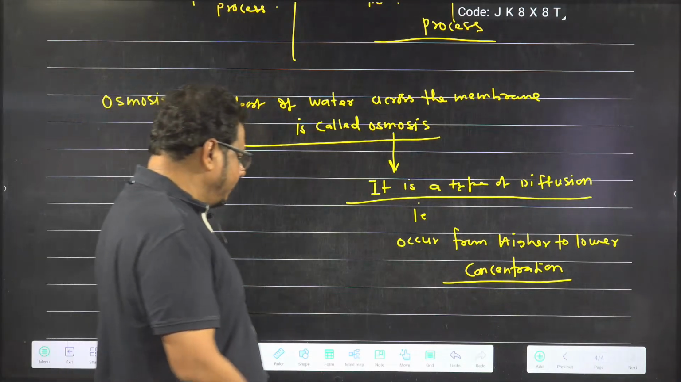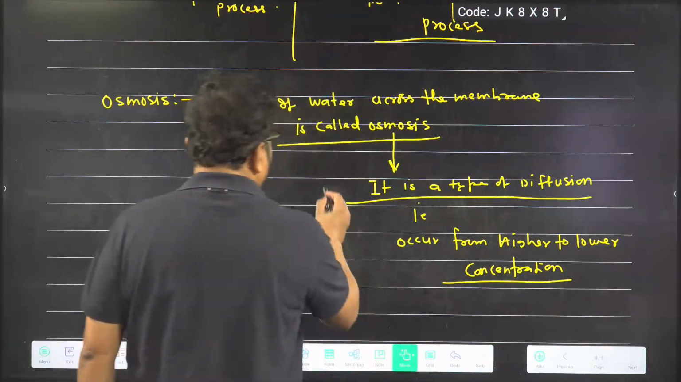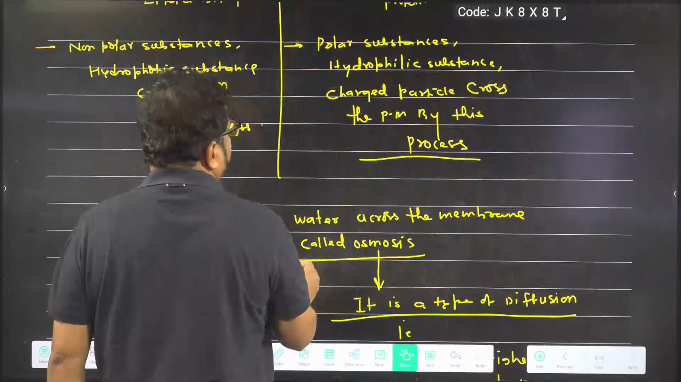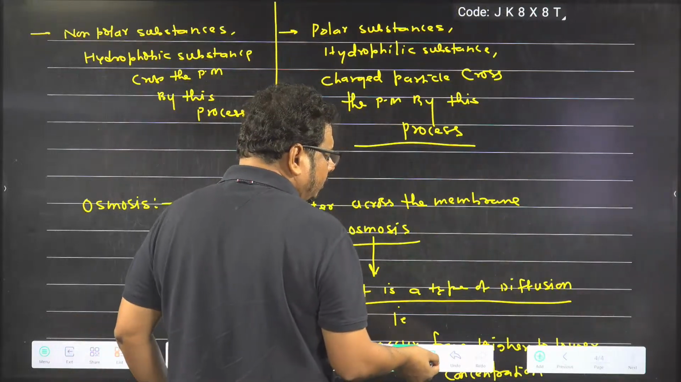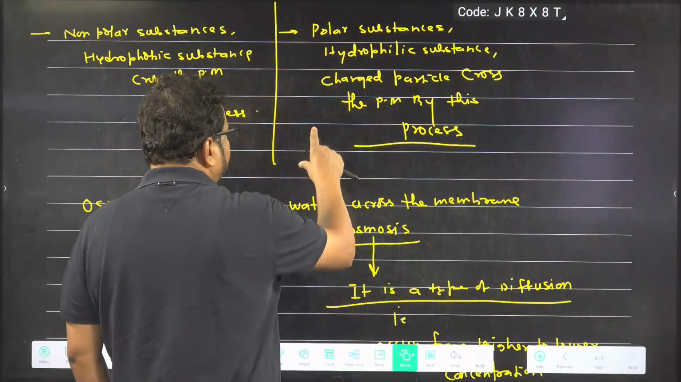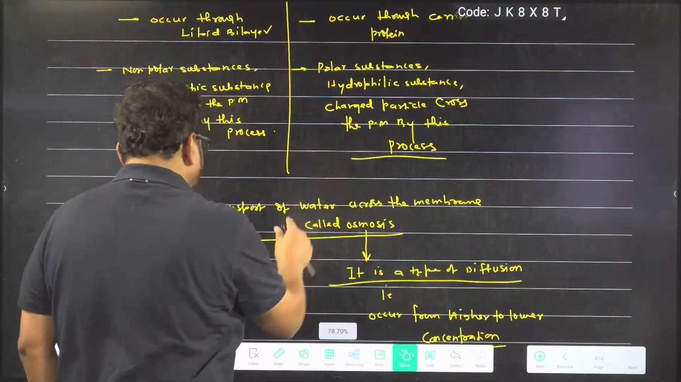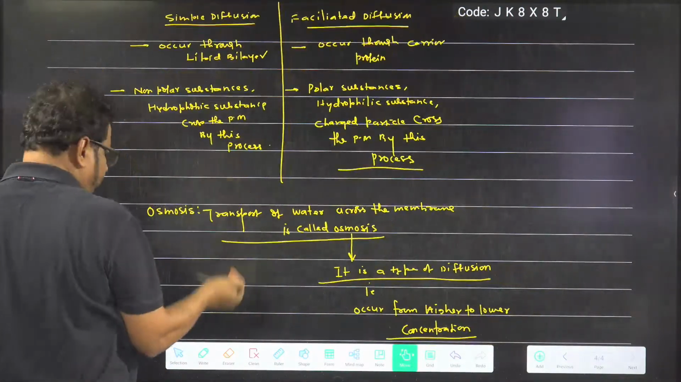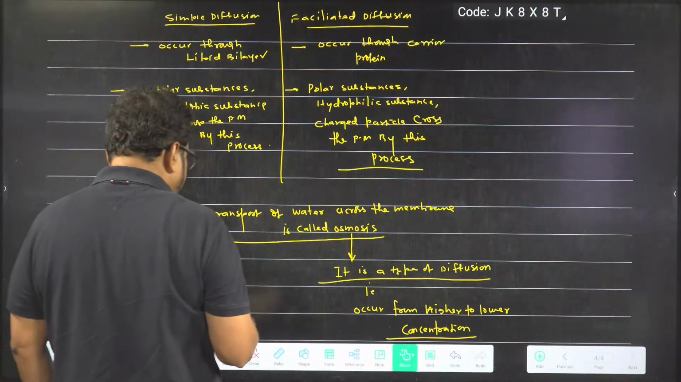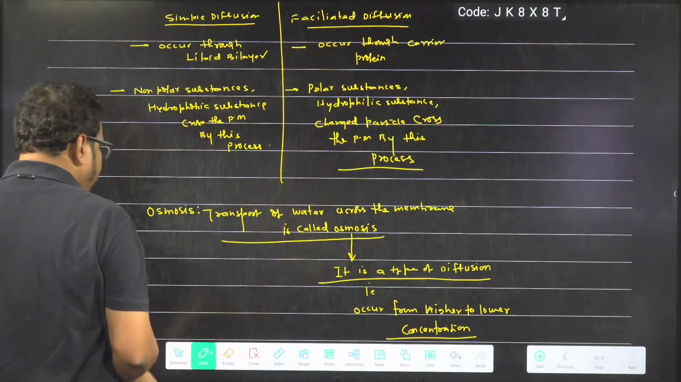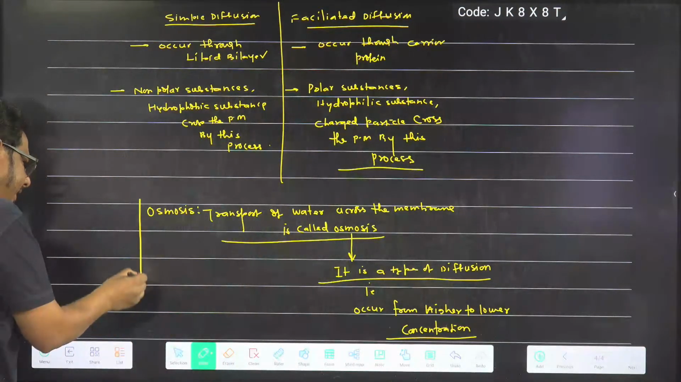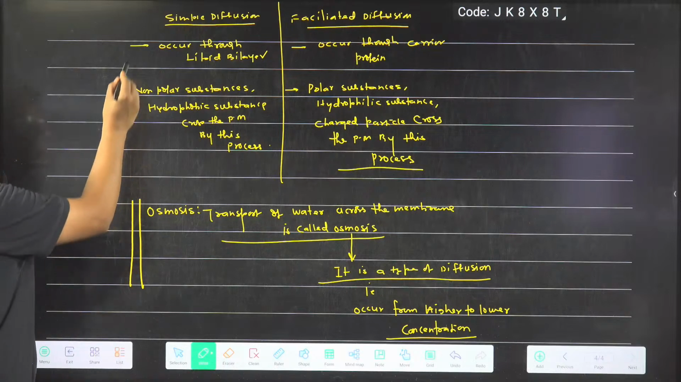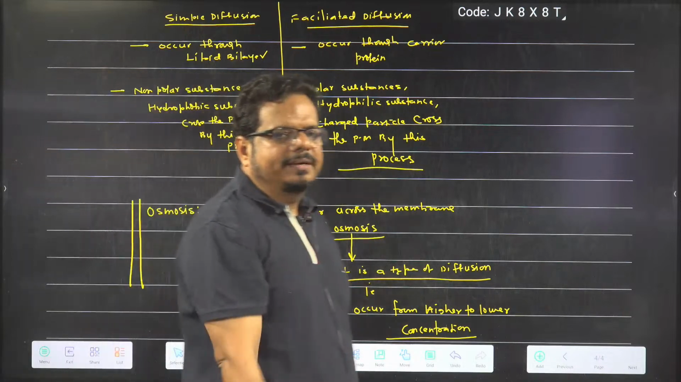Done. Over. Now I am going to tell you about another type of transport, called active transport. I am coming to this diagram once again, what I drew here. First you tell me, did you understand the difference between simple diffusion and facilitated diffusion? Did you get the idea about osmosis? First you tell me yes or no, then I will move ahead.